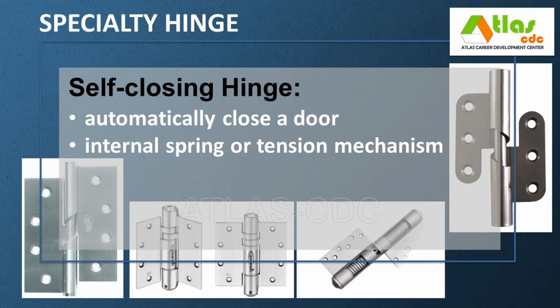A self-closing hinge is a type of hinge designed to automatically close a door after it has been opened, using an internal spring or tension mechanism. These hinges help ensure doors return to a closed position without manual effort. It is a spring-loaded specialty hinge, and can come in forms like butt hinges with built-in springs, European concealed hinges with self-closing features, or pivot hinges with spring mechanisms.